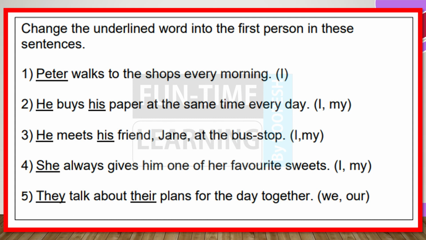So we are going to change the underlined word here. What is the underlined word? Underlined word is I. So I walk to the shop every morning. That's very simple. And the next one is he buys his paper at the same time every day. So what's the change here? I buy my paper. Here I'm also making a change in the word buy.